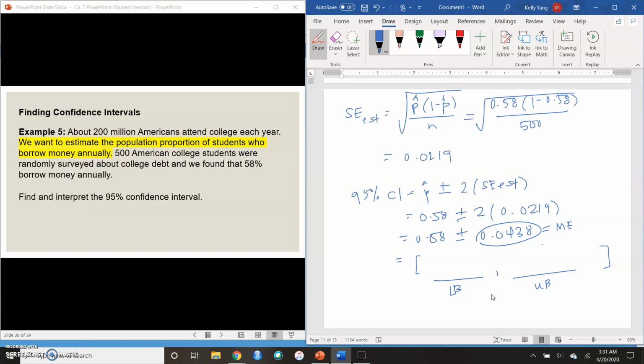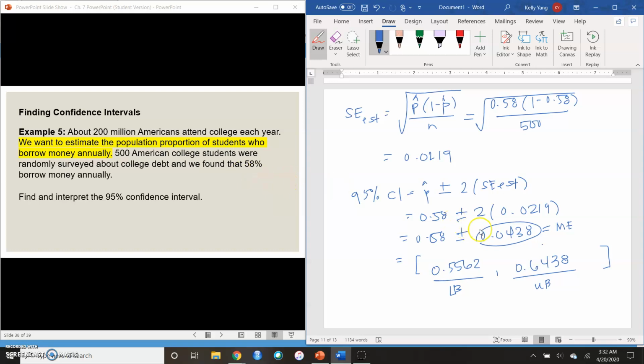So the lower bound is p-hat minus the margin of error. If you solve that out, you should get a lower bound of 0.5562. The upper bound comes from taking 0.58 and adding 0.0438, or taking p-hat and adding the margin of error to it, which in this case yields 0.6438. So here we have our confidence interval. Again, our confidence interval is a range of values, so you have a lower and an upper bound.